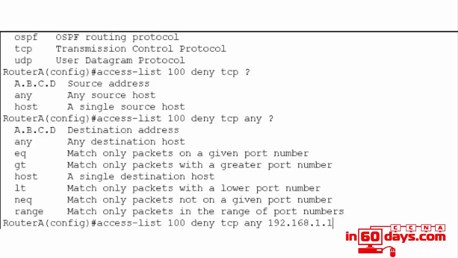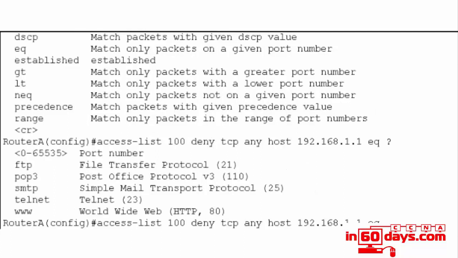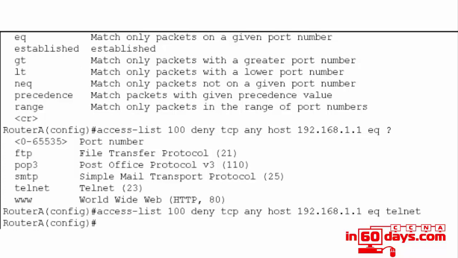Access list 100, deny TCP from anywhere to host 192.168.1.1. The other thing we'll need to do is specify the port number. So if you type question mark, if you want to specify a port number, it's eq, which is for equals, and then question mark. There's a few different things to choose from. You've got a limited range here because it's a router simulator. Equals 23. In fact, I'll put telnet. I should be able to put 23 and it would change it to telnet.